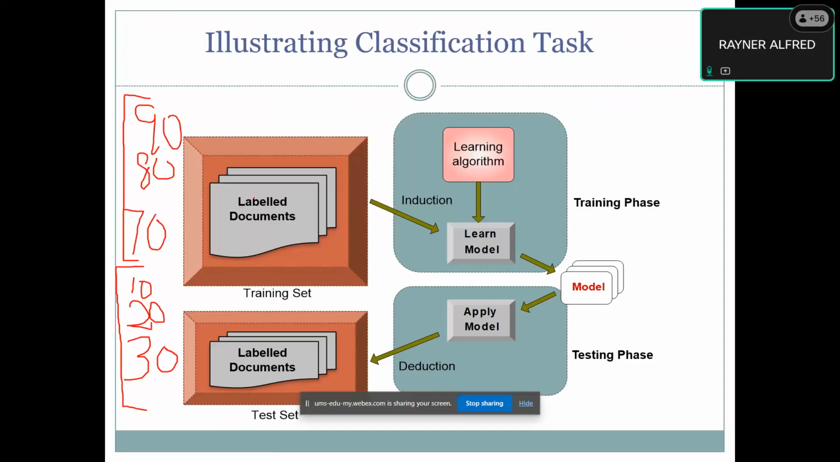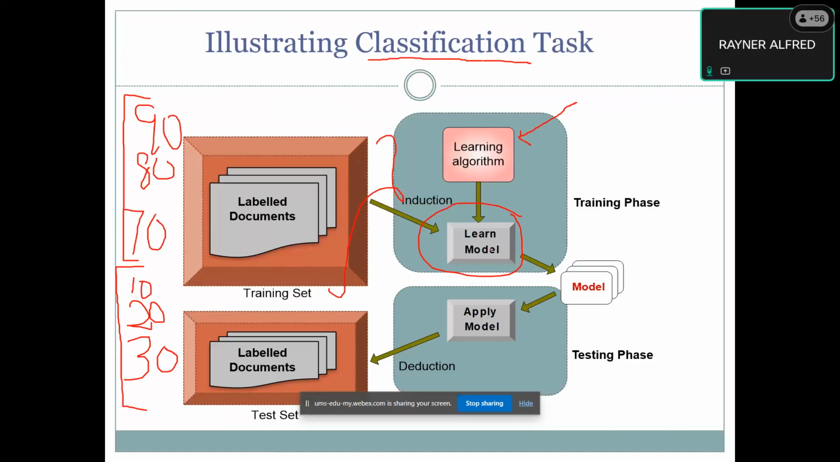Once we split them into training and test datasets, we use the labeled documents in order to train this model. The learning algorithm could be decision tree or SVM or naive Bayes. We have so many methods that can be used for classification. So our task is classification, in which we classify documents into the classes.